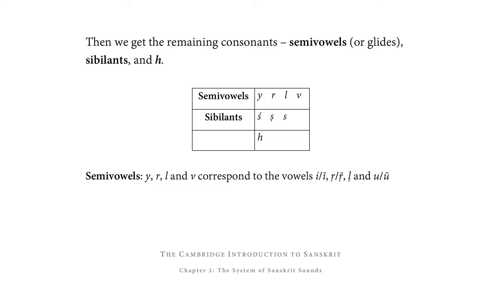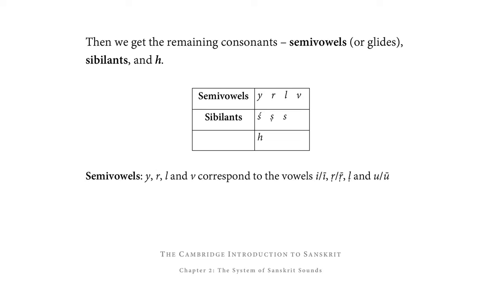After the stops and the nasals, we then get the remaining consonants: the semivowels or glides, the sibilants or S sounds, and finally H. The semivowels y, r, l, w are again ordered according to where in the mouth they are pronounced, from back y to front w.